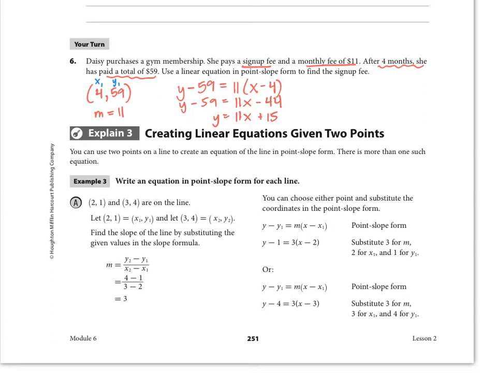So now think about what this means. This is now slope-intercept form. Okay, it looks just like y equals mx plus b. So if you remember, the sign-up fee for when this is 0 months, we can actually get that from the slope-intercept form, and it is right here. So we can now say that the sign-up fee is $15.